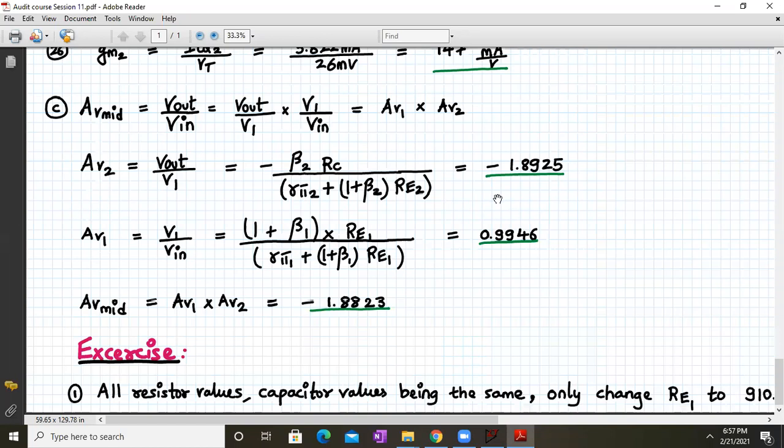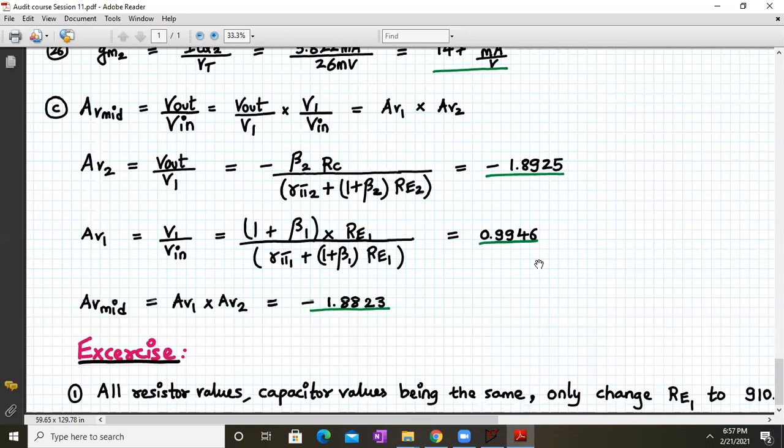So AV2 will be minus 1.8925. It doesn't have any unit. It's a ratio of gain, the ratio of voltages, correct? And AV1 is V1 upon V in, which will be (1 plus beta 1) times RE1 divided by R pi 1 plus (1 plus beta 1) times RE1. If you substitute all the values over here, you will get 0.9946.